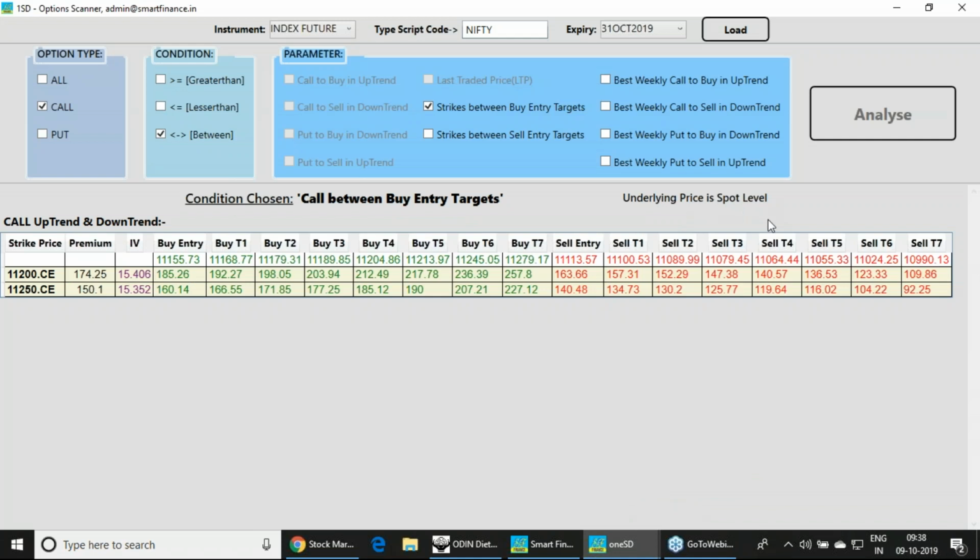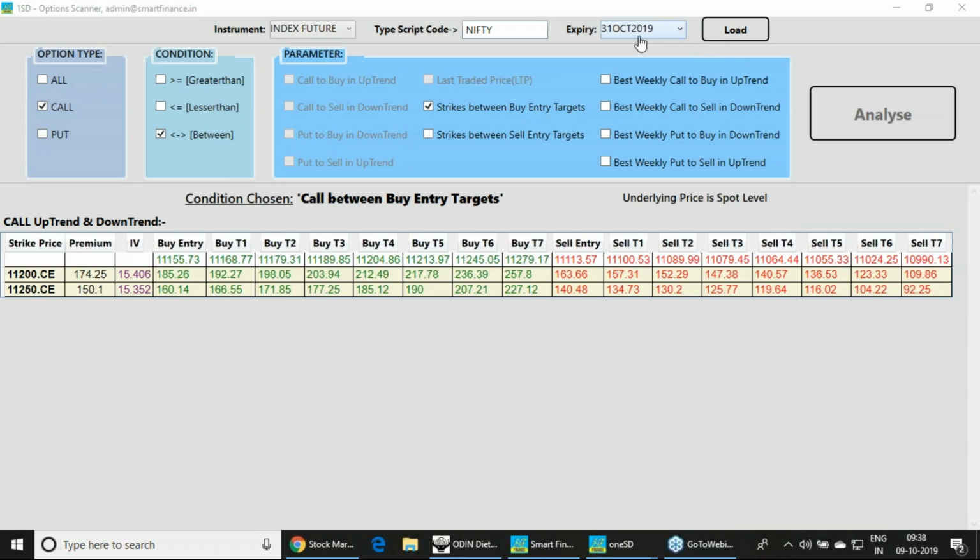For today, these 2 strikes are being recommended. Why these 2 strikes? Why not other strikes? The buy entry and targets fall in between these 2 strikes, and these 2 strikes will have lesser theta decay, time value decay, as compared to the other strikes.